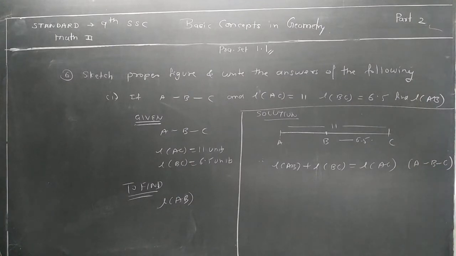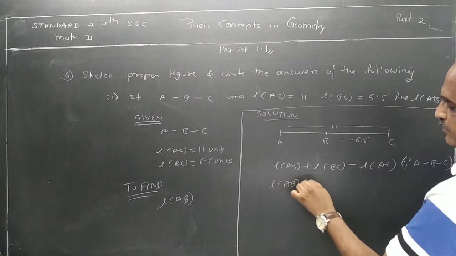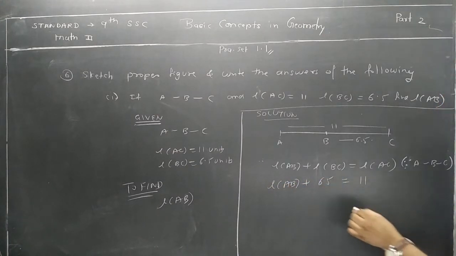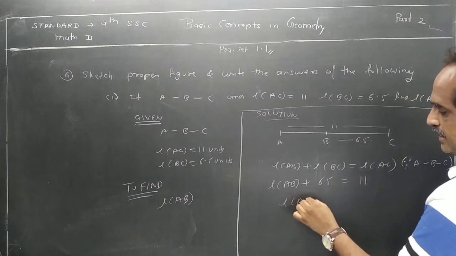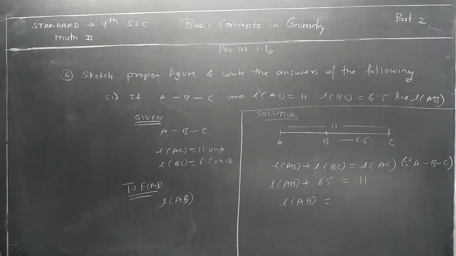In 9th standard you have to keep in mind that geometry requires reasons, and this is the way you are going to write the reason. Or you can write it the other way, that is called since A, B, C are collinear points. So length AB plus 6.5 is equal to 11, and length AB, while writing length, don't write A, B separately, it is just length AB.